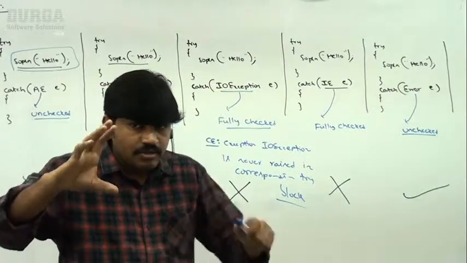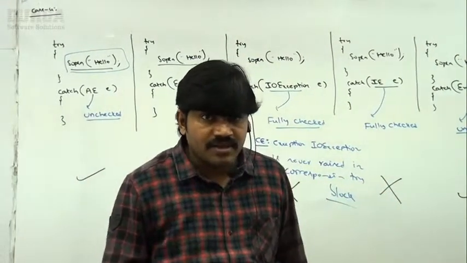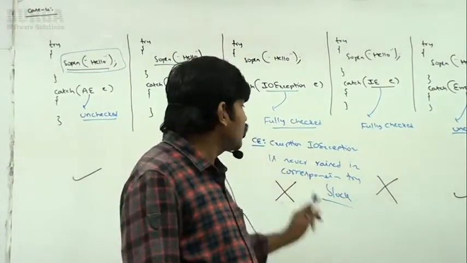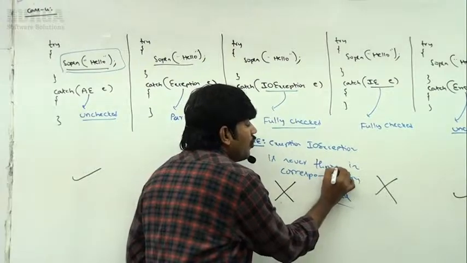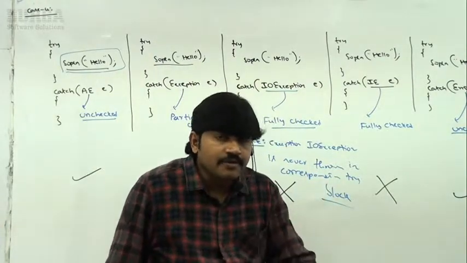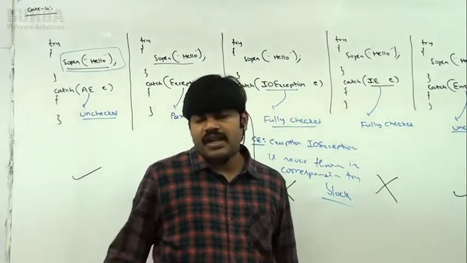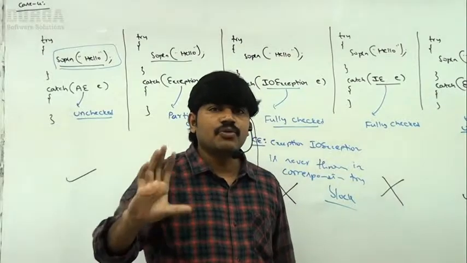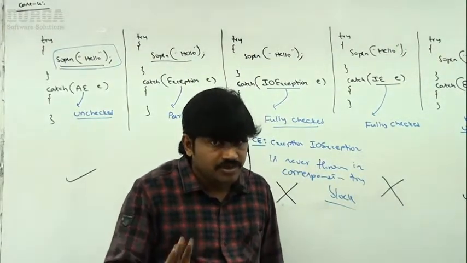Within the try block, if there is no chance of raising an exception, you can't write a catch block for that. By mistake, if you write it, you get the error: exception XXX is never thrown in the corresponding try block. This is a compile time error, but this rule is applicable only for fully checked exceptions. For unchecked and partially checked exceptions, you can even write the catch block, and the compiler never objects. Only for fully checked exceptions will the compiler object.